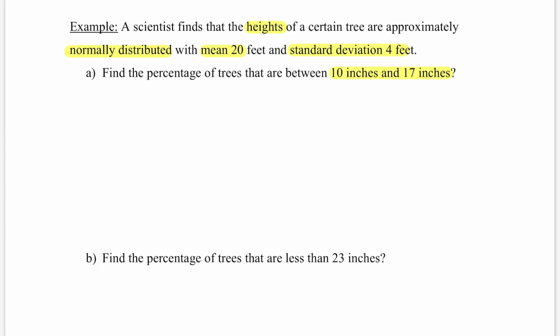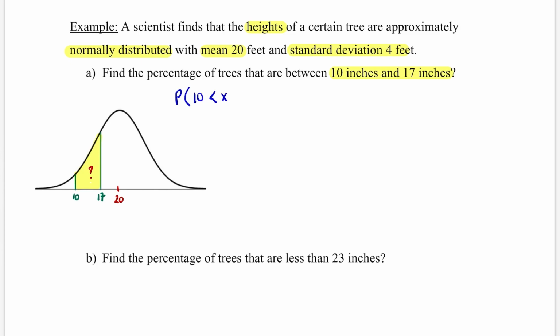Let's put these all in the graph. I have a normal distribution with mean of 20. Both 10 inches and 17 inches are less than 20 inches, so both 10 and 17 are to the left of 20. And I want to find the probability of the trees that are between 10 and 17. So I want to find this region. Probability of 10 less than x less than 17.